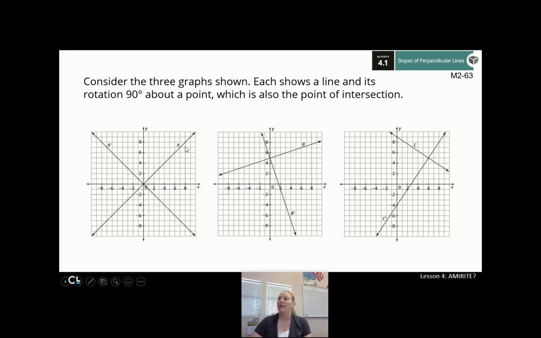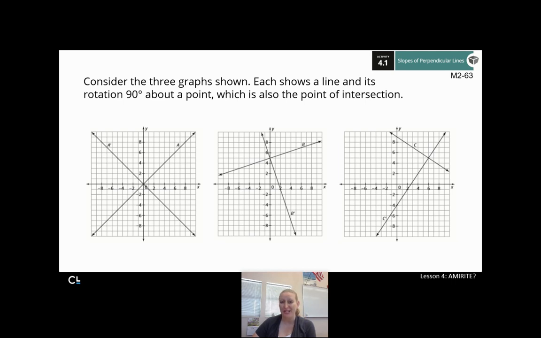So line A has been rotated 90 degrees around to get A prime, and there's our point of intersection right there on the origin. B has also been rotated 90 degrees, and whether you think of it as up or down, either way works, around this point right here on the y-intercept at 5. And here we have line C, which has also been rotated exactly 90 degrees around this point right here at (6, 5). So these three lines have all been rotated 90 degrees.